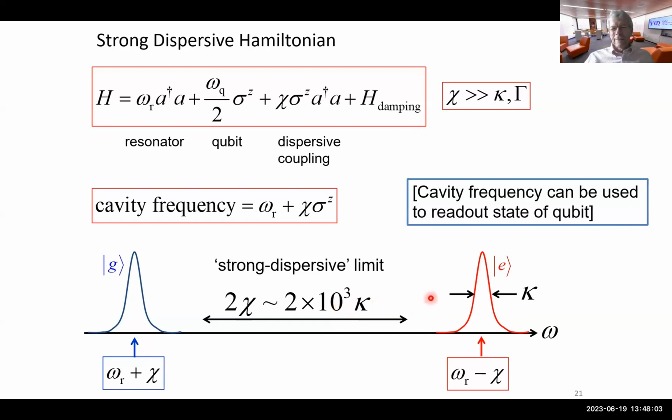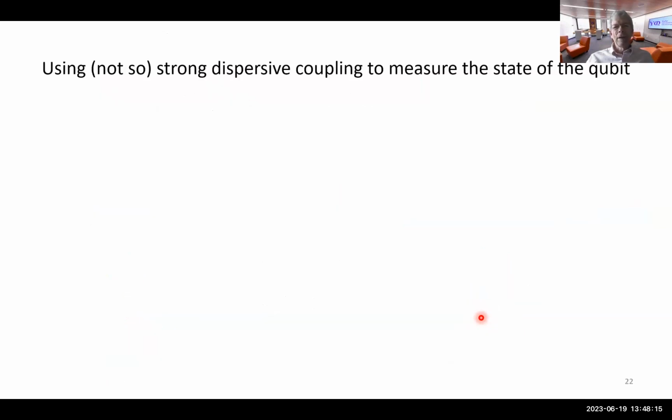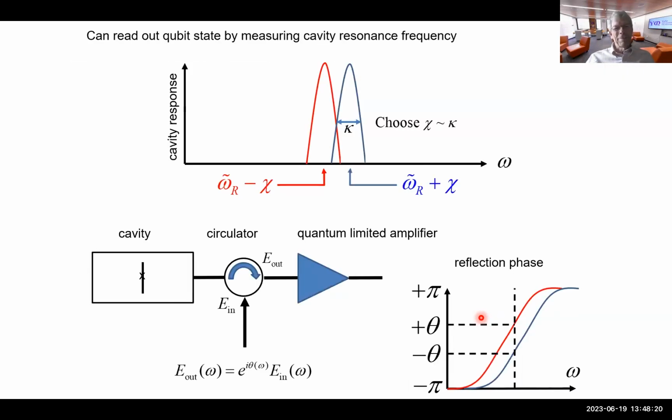So the fact that the cavity frequency depends on the state of the qubit means if you measure it, you learn the state of the qubit. It's a way of reading out the state of the qubit. Well, let's not use really strong coupling. Let's use modest coupling, so that the dispersive shift between the qubit and the readout resonator is, say, comparable to the line width of the resonator. We want a fairly low Q resonator so that we can read out quickly.